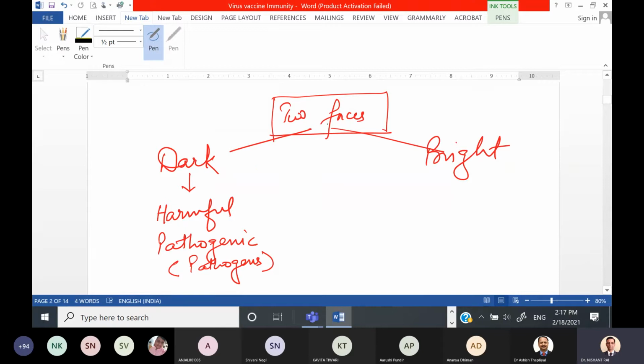So what I'm telling you, there are two phases of microorganisms. One is the dark phase, another is the bright phase. Dark phase, that is, they are harmful, they are pathogenic, meaning they have the ability to cause disease. And the bright phase is that they are beneficial for us, right? Microorganisms reside in our body and maintain the physiology of our body. In many ways they are beneficial because they are also used in fermentation of food, or what we call fermented food.